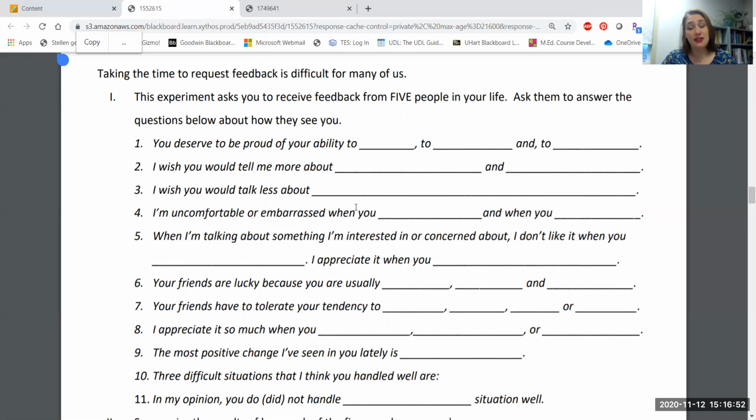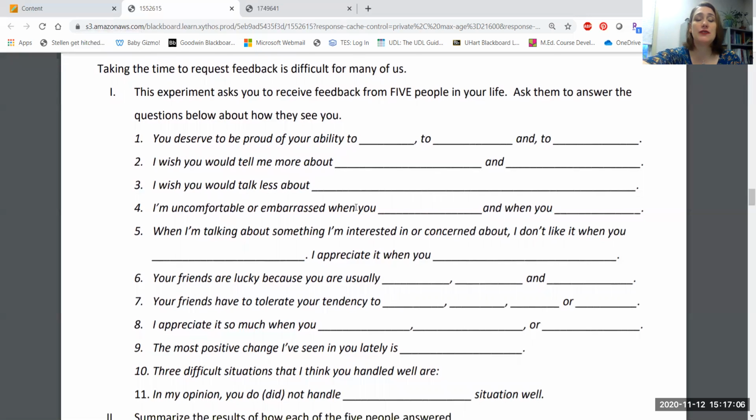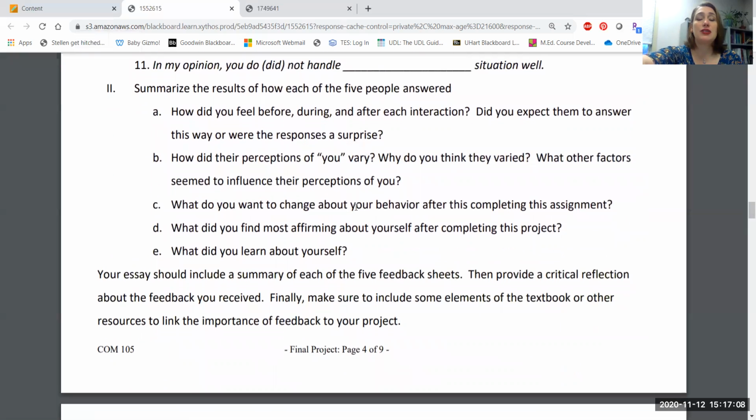So you give this survey, and you can add extra questions if you want, but you give this survey to 5 people. They fill it out, they respond to it, and then you analyze the results. Okay, so that's the survey right there. And then part 2 is essentially what your paper is going to be. It says summarize the results of how each of the 5 people answered. And then there's some sub questions there.